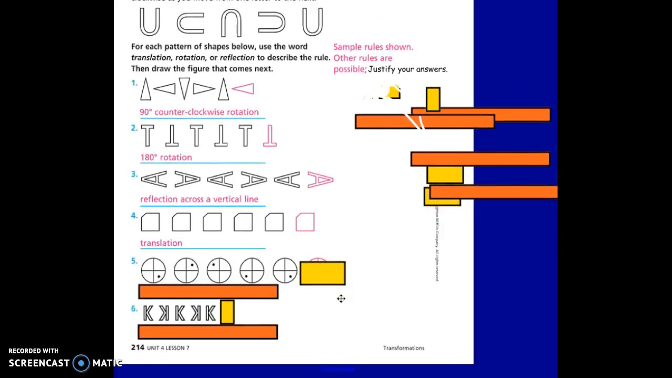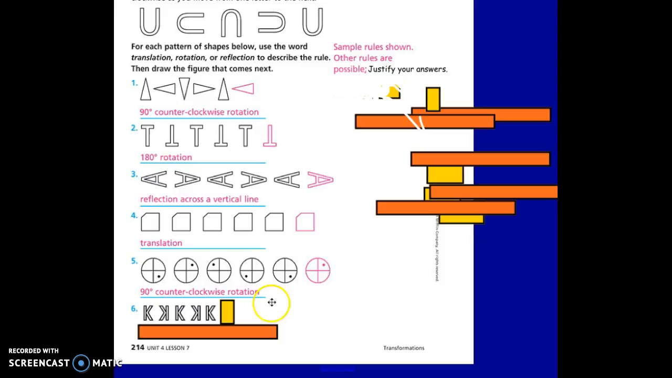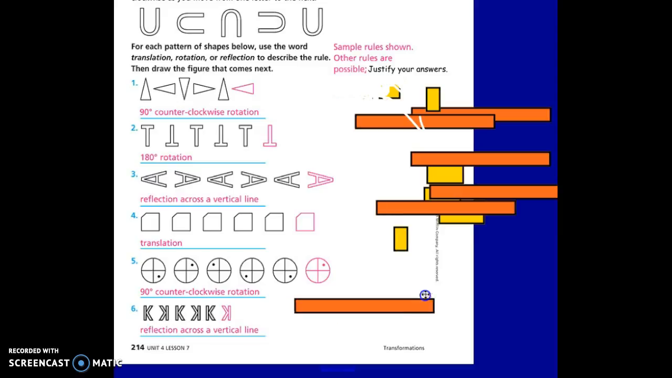All right, let's look at number 5 here. Let's see if we can figure out what's happening. I see a rotation of 90 degrees counterclockwise. So I'm giving the right-hand corner. All right, number 6. Let's see if we can figure this one out. What's happening here? See if you can guess. If you said a reflection across the vertical line, you were correct.